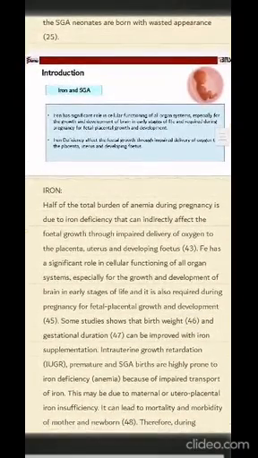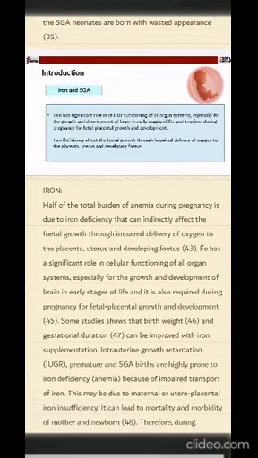When we come to the association of iron and SGA, iron has a significant role in cellular functioning of all organ systems, especially for the growth and development of the brain in early stages of life, and is required during pregnancy for fetal placental growth and development. Iron deficiency affects fetal growth through impaired delivery of oxygen to the placenta, uterus, and developing fetus.